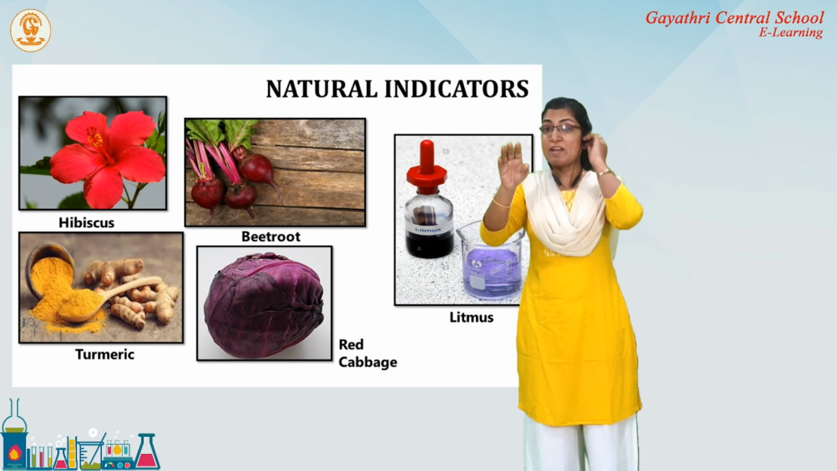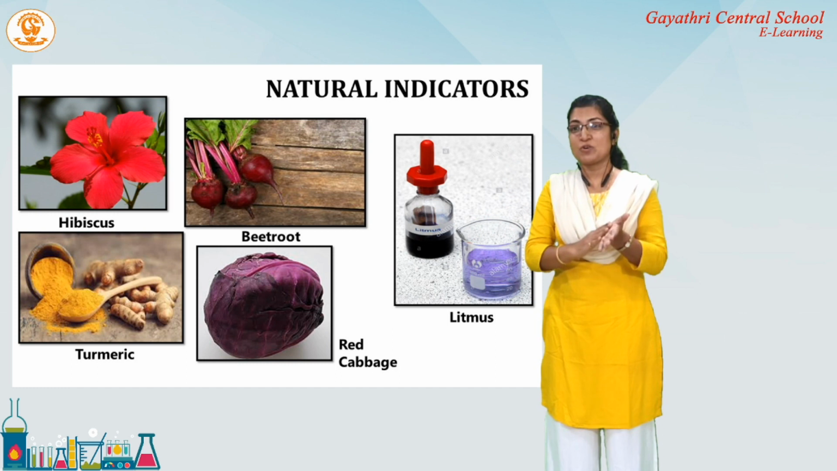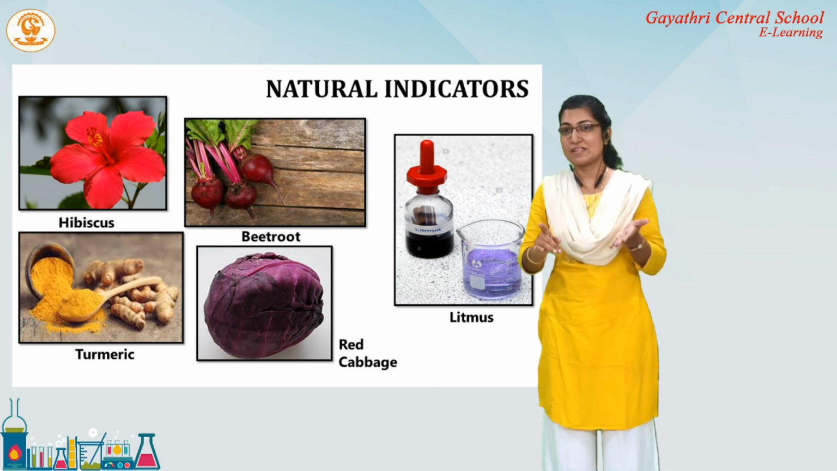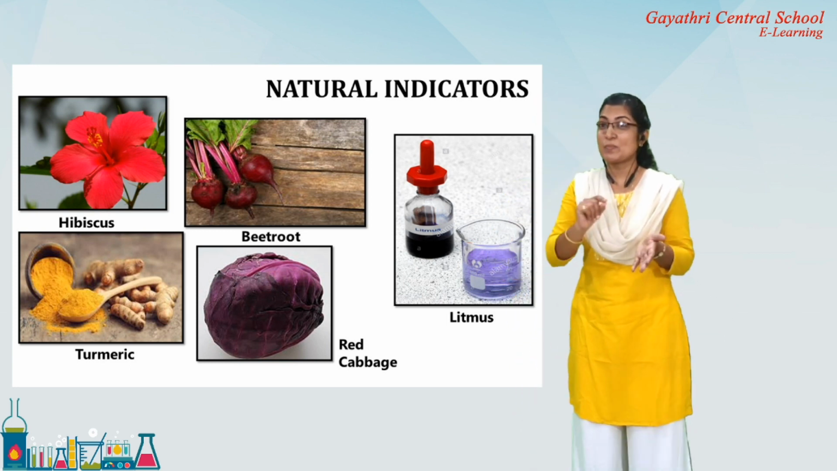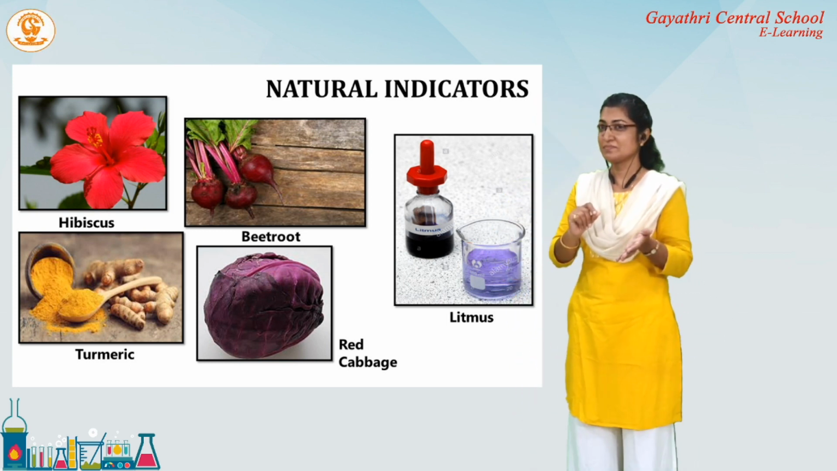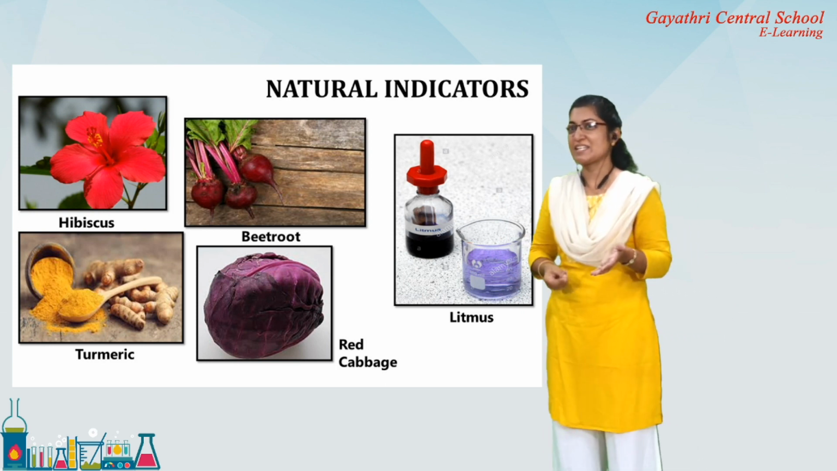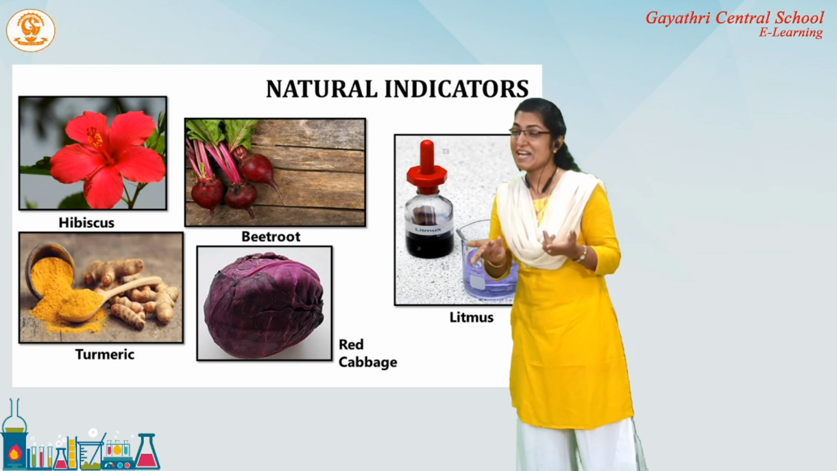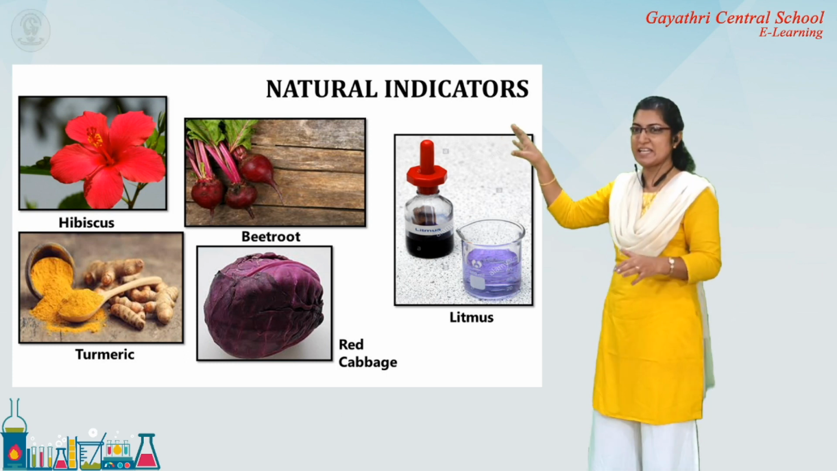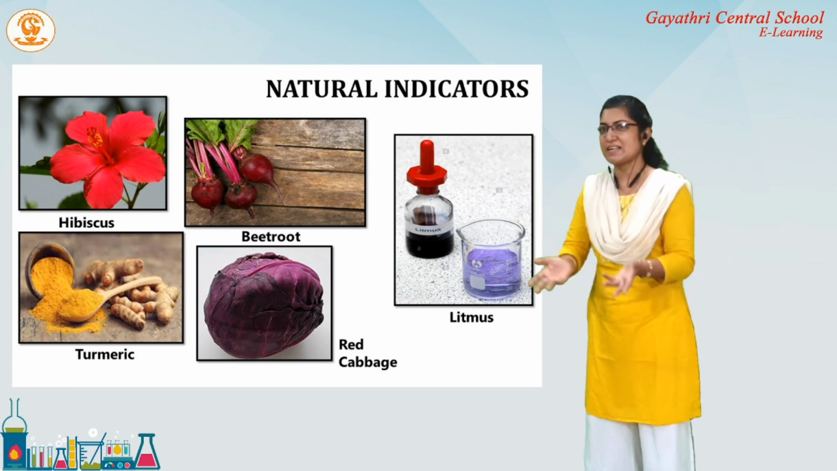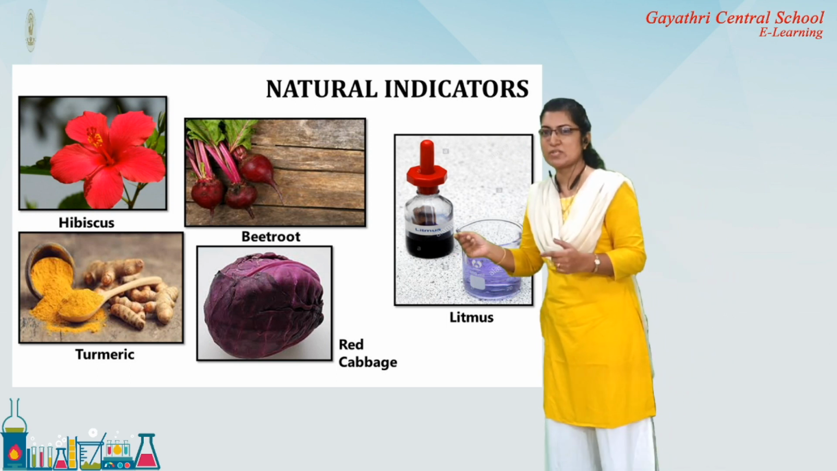Now this turmeric, if by chance it falls on your dress and you apply soap, what color change do you observe? Reddish brown in color, isn't it? So soap actually contains what? Base, yes. So in basic medium, what color change will turmeric show? Reddish brown. So these are all examples of natural indicators. That is, they indicate with a color change in different media. In acidic medium, it will show one color. In basic medium, it will show another color.